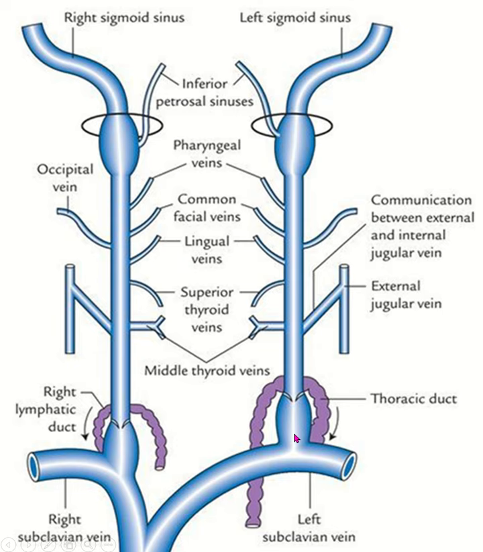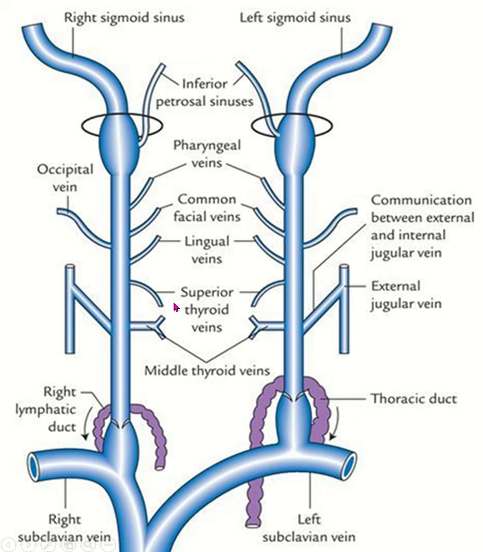The terminal part of the internal jugular vein: it continues inferiorly until it joins with the subclavian vein, forming the brachiocephalic vein. And this junction is near the medial end of the clavicle. Now the tributaries of the internal jugular vein: the middle thyroid vein, superior thyroid vein, lingual vein, common facial vein, pharyngeal vein, and occipital vein, and a communication between the external and internal jugular veins.